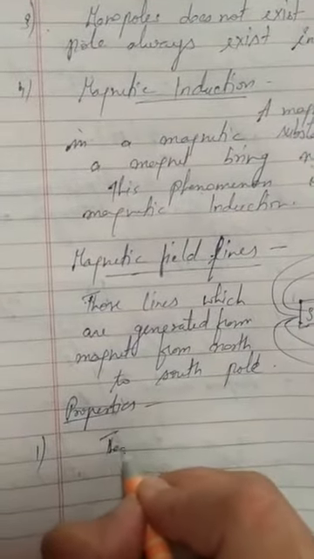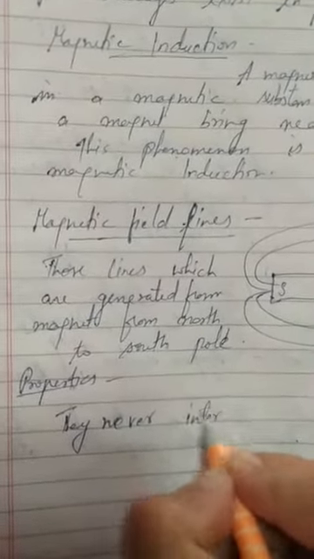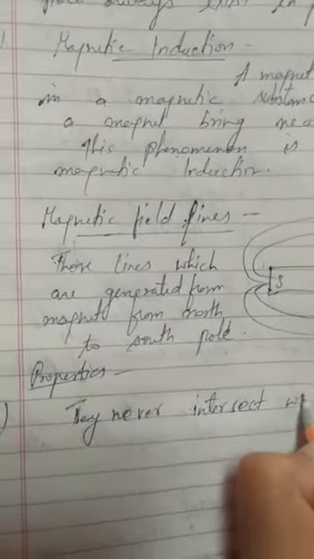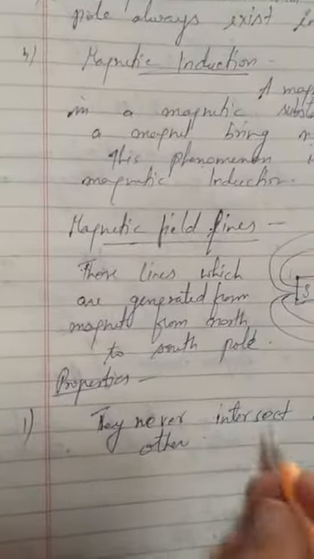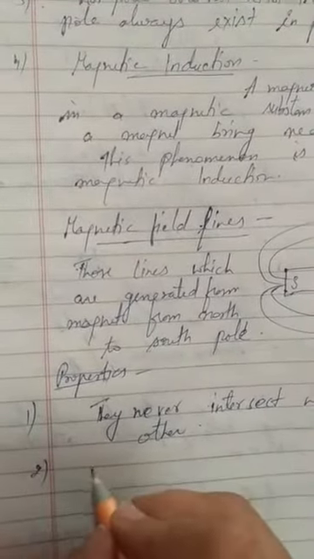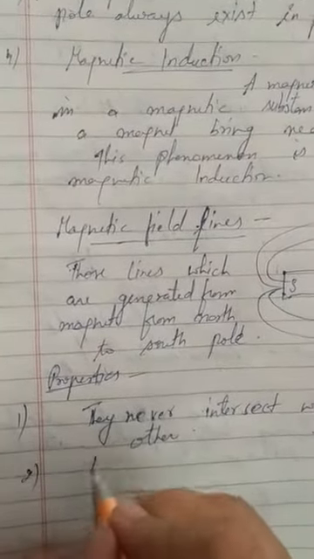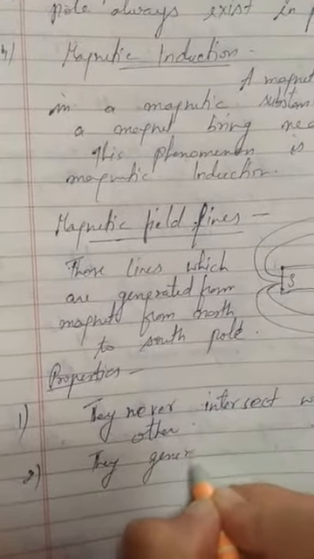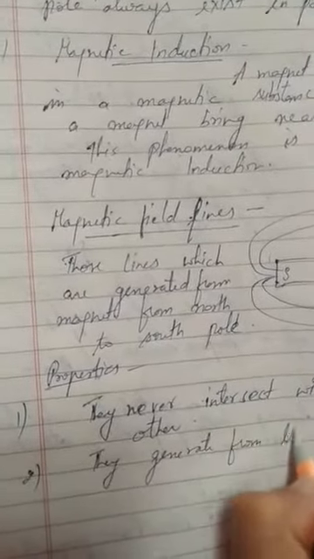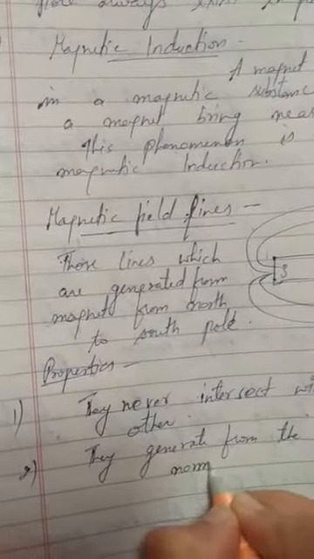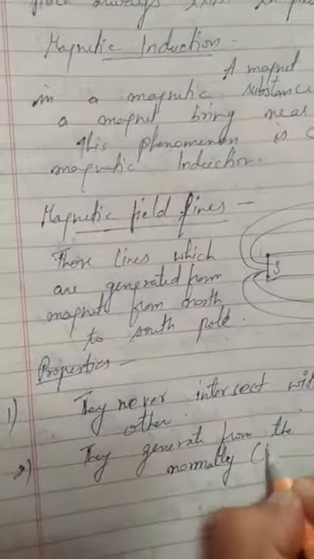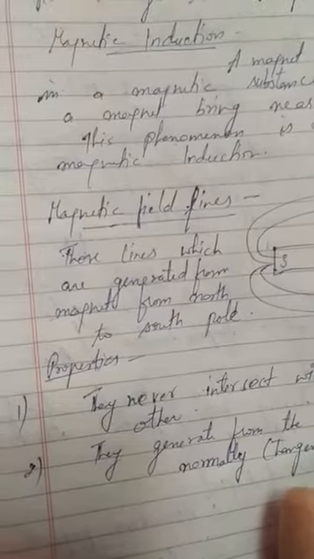First, they never intersect with each other. They generate from the source normally, tangentially.